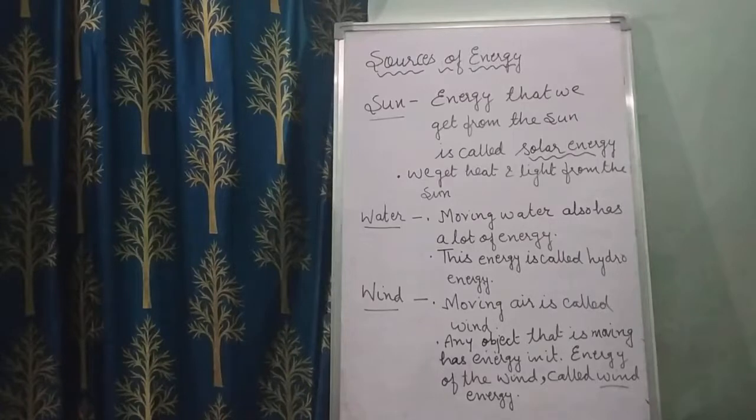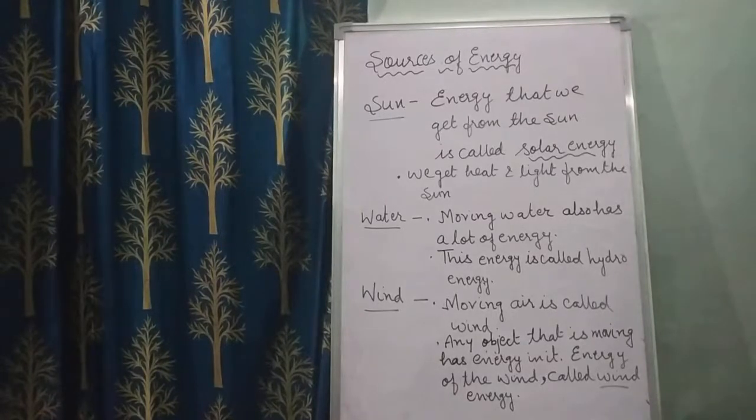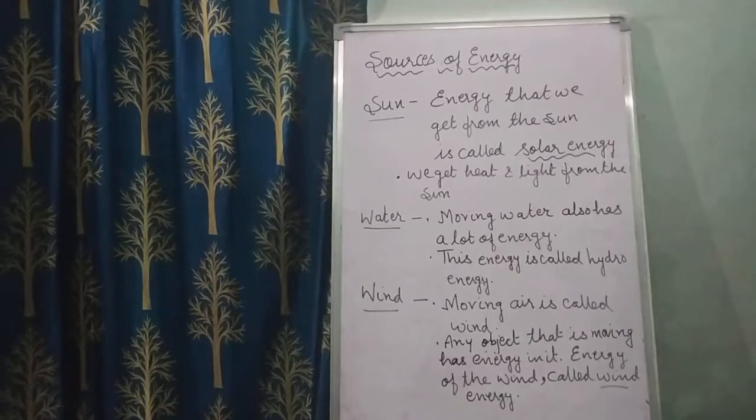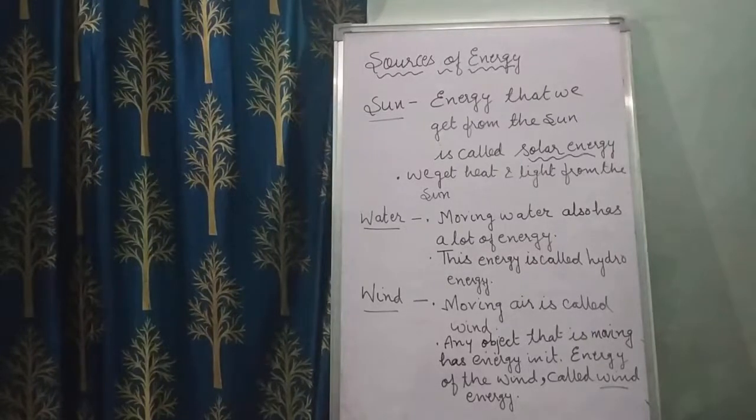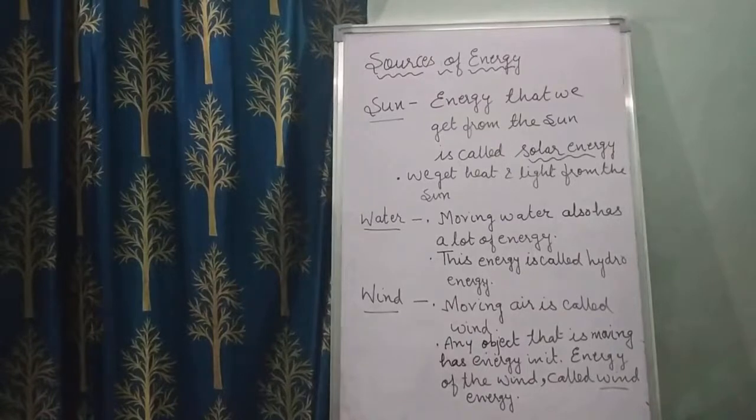The plants use this solar energy to make food with the help of their leaves. Food has energy stored in chemical form, and we get heat and light energy from the sun. And solar energy can also be used to generate electricity.